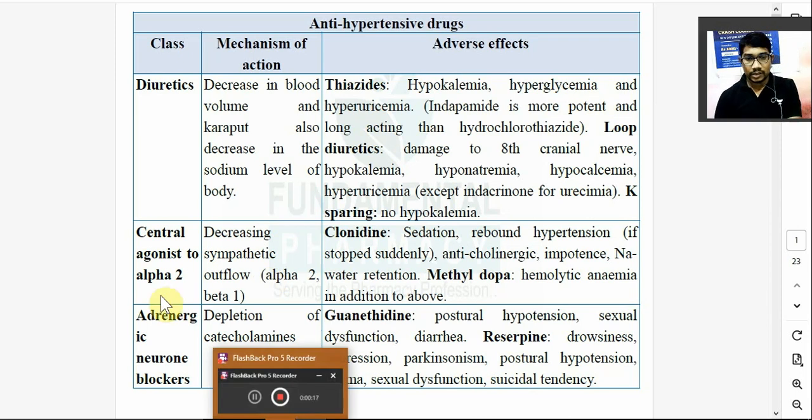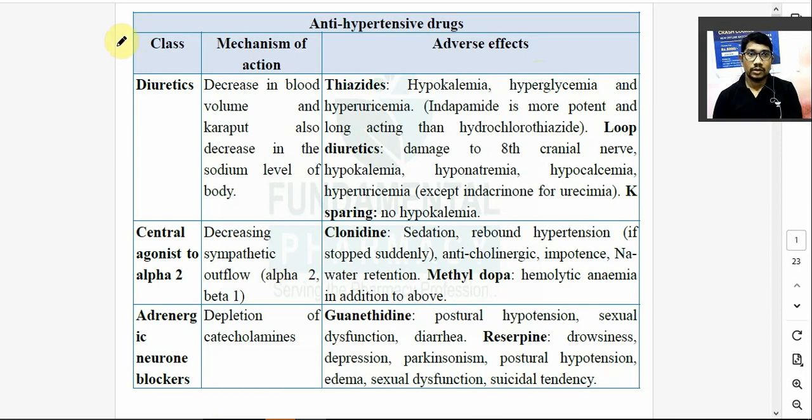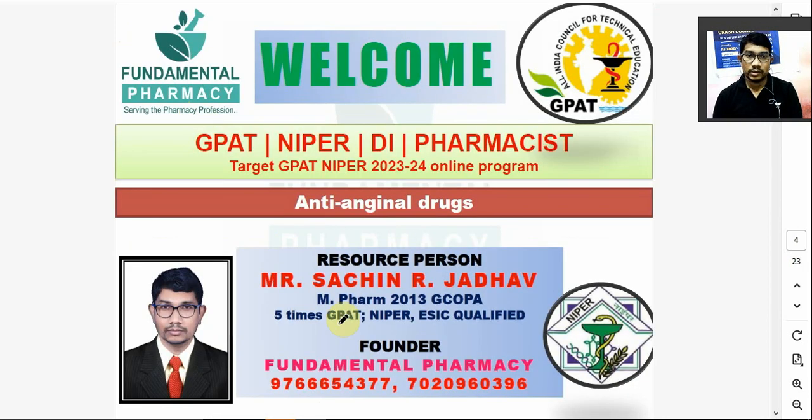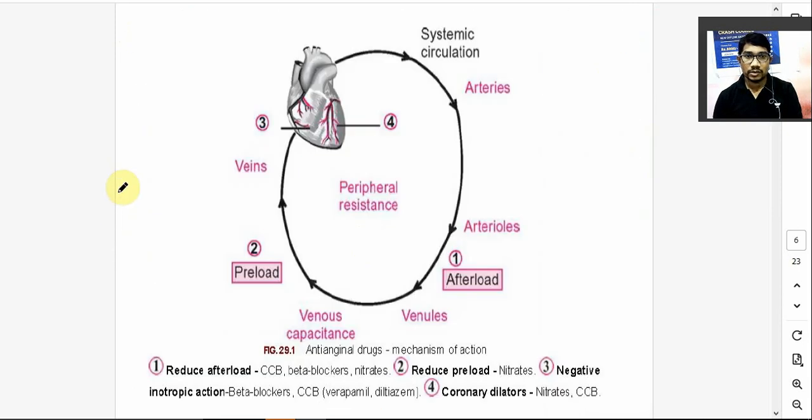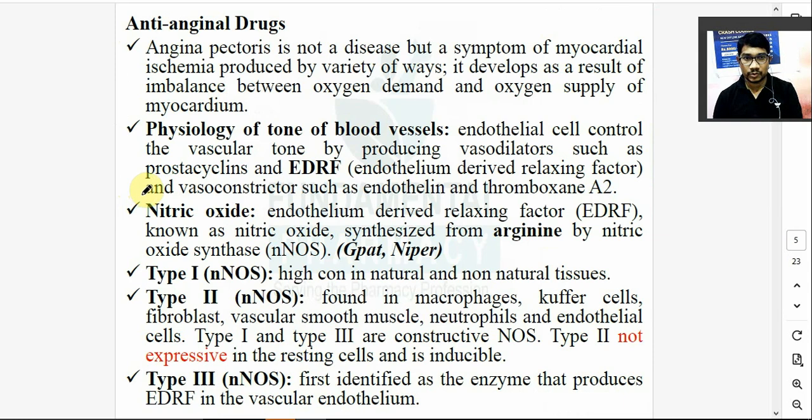Okay, so in yesterday's session, we have seen the list of antihypertensive drugs and their respective mechanisms and adverse effects. We have also started the anti-anginal drugs. Out of that, we have seen what is meant by angina pectoris. What is the physiology of blood vessel constriction and relaxation? What are the different types of nitric oxide synthetase?